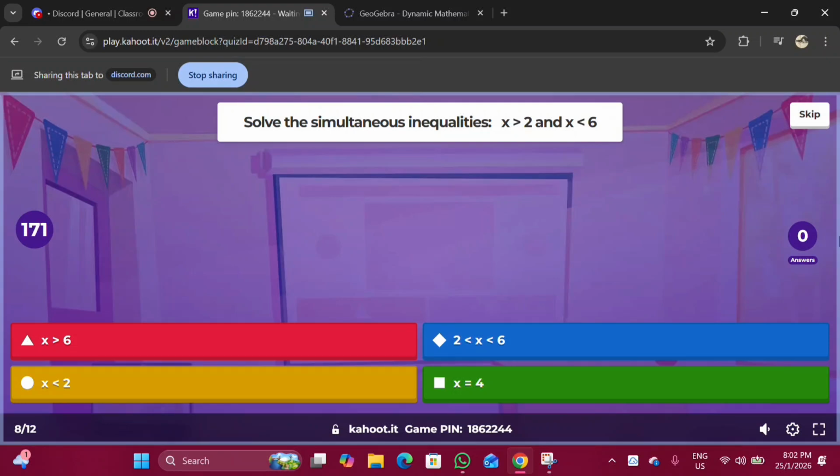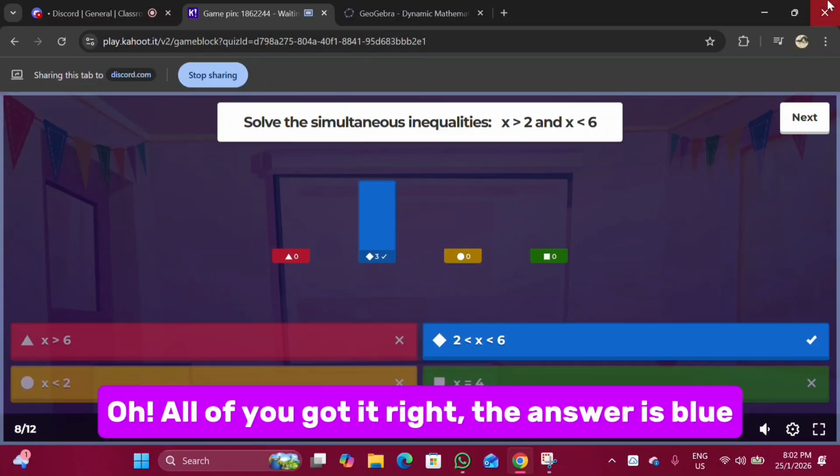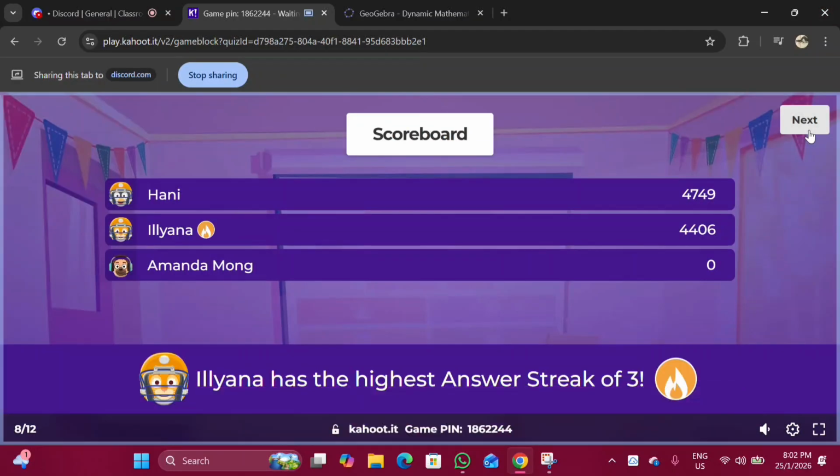The red one is x greater than 6. The yellow is x less than 2. The blue one is 2 less than x less than 6. And the green one is x equals 4. Oh, all of you got it right. The answer is blue.